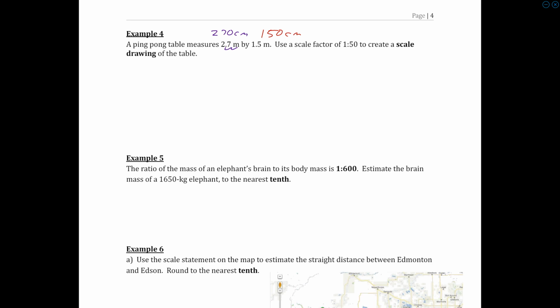Okay, so in this case, 270 centimeters. If I multiply by 50, I'm going to have something that's 100 meters. My drawing would be like from here to the office. That seems pretty big. I probably can't draw something that big. I probably need to divide by 50.